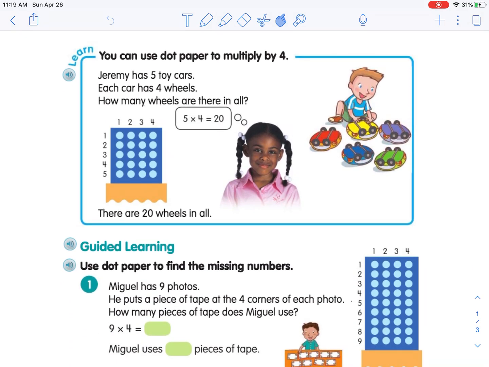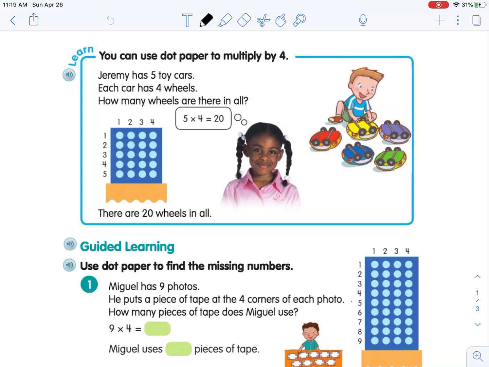So let's take a look at what is here this week. It says the learn. You can use dot paper to multiply by 4. Remember last week we were introduced to that. And it has the rows and the columns to help us count up all the amount when we multiply.